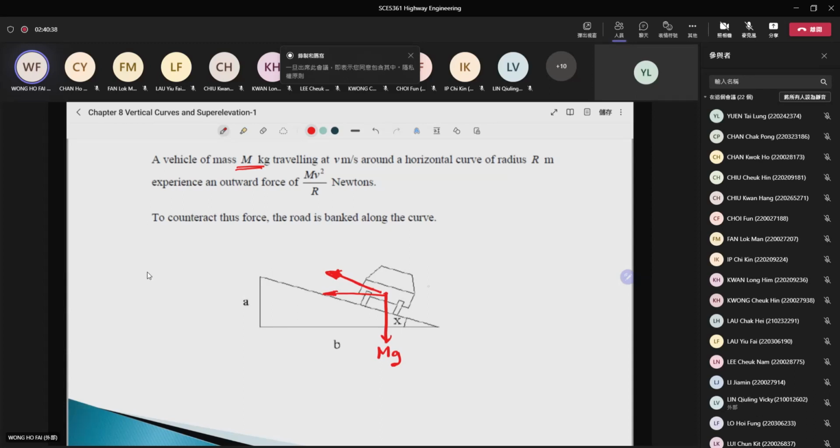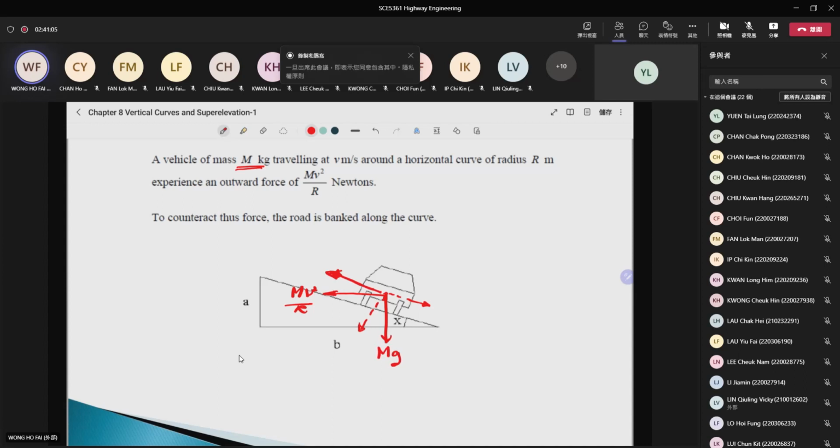vehicle. And then you need to consider the force along the roadside and then perpendicular to the roadside. So this is mv squared over r. And then we will decompose it along the road and then perpendicular to the road.